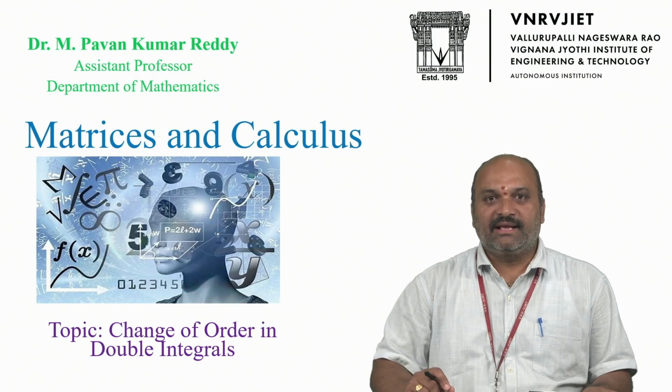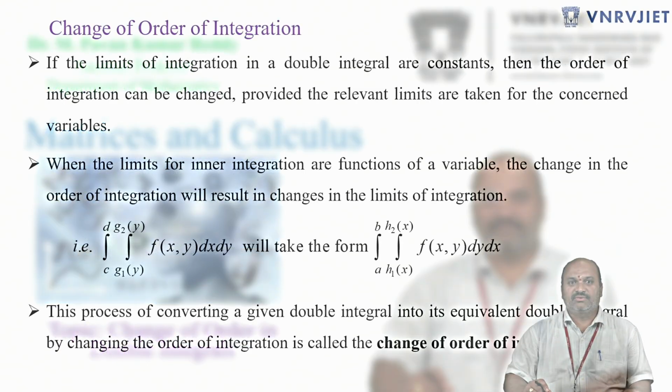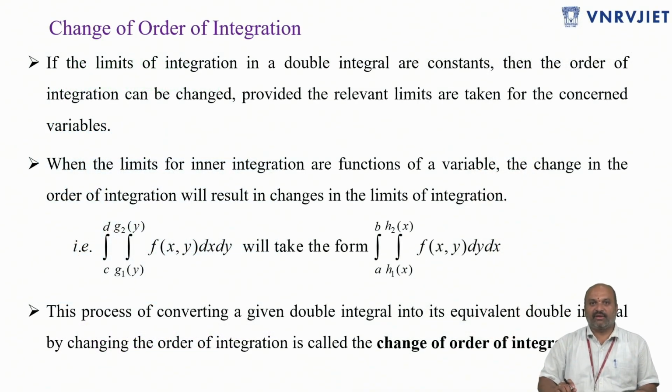Today we learn change of order in double integral. So, change of order of integration: evaluating double integrals by changing the order. If the limits of integration in a double integral are constants, then the order of integration is immaterial. Either first we can integrate with respect to y, then with respect to x, or first with respect to x, then with respect to y. So constant limits don't impact. Even changing the order of integration in the case of constant limits for both variables doesn't matter much.